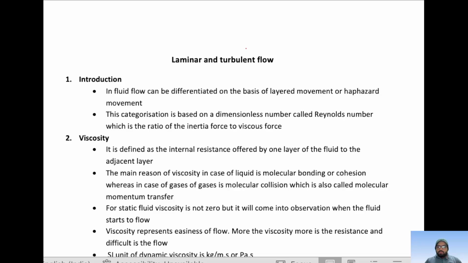Today, I am going to explain a very important concept in fluid flow, which is related to the movement of fluid layers and is classified as laminar and turbulent flow. A fluid can be differentiated on the basis of layered movement or haphazard movement. This categorization is based on a dimensionless number known as the Reynolds number, defined as the ratio of inertia force to viscous force. We are going to see all these details further.